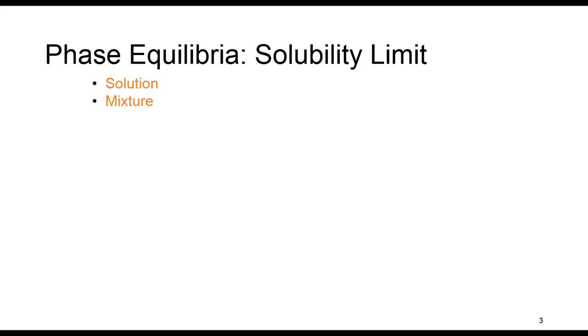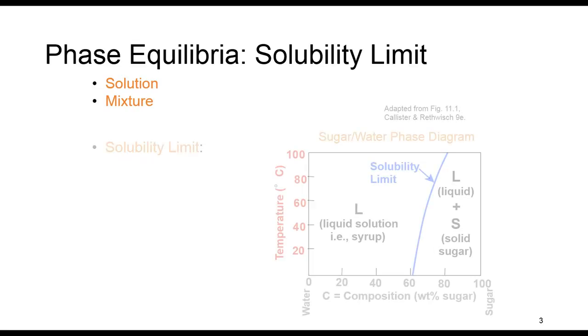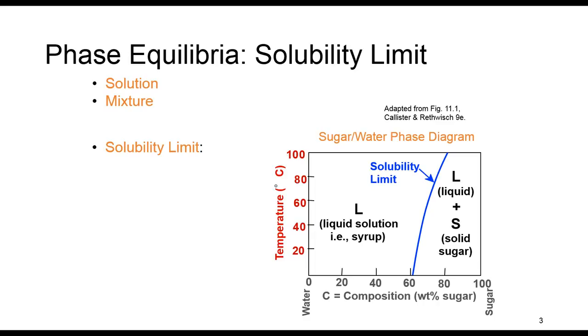The maximum concentration for which only a single phase solution exists is called the solubility limit, as you can see here. You can see the temperature versus composition of a certain material. Here we have a solution of sugar and water, what we know as a phase diagram. Here on the left side we have liquid solution. Then we have the boundary, and if we add the sugar, of course we will have a combination of liquid phase and the solid phase, which is the sugar.